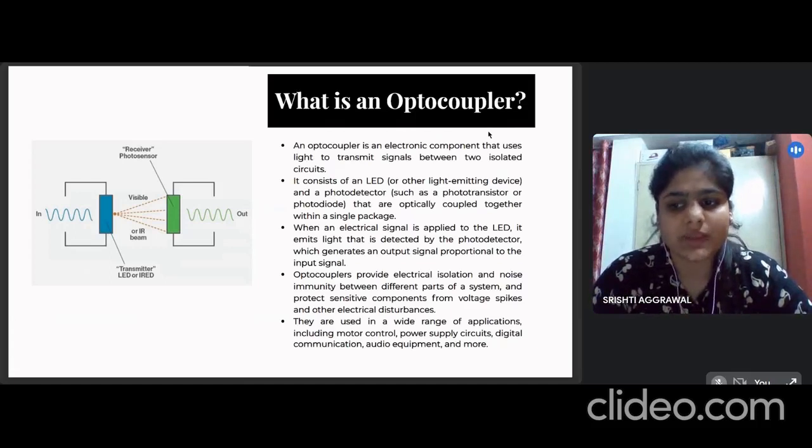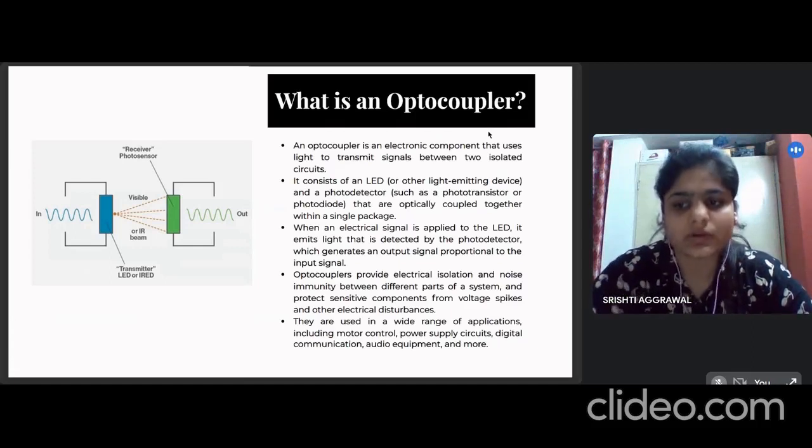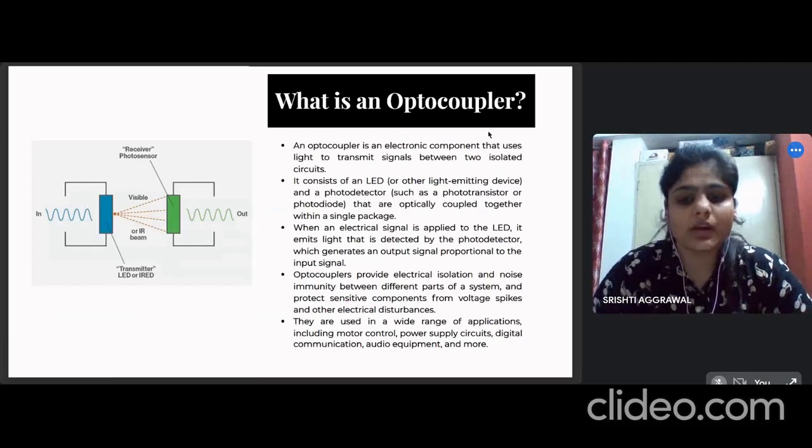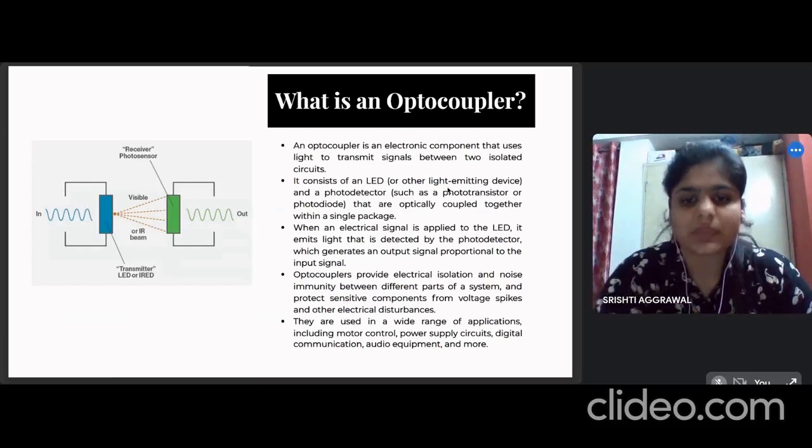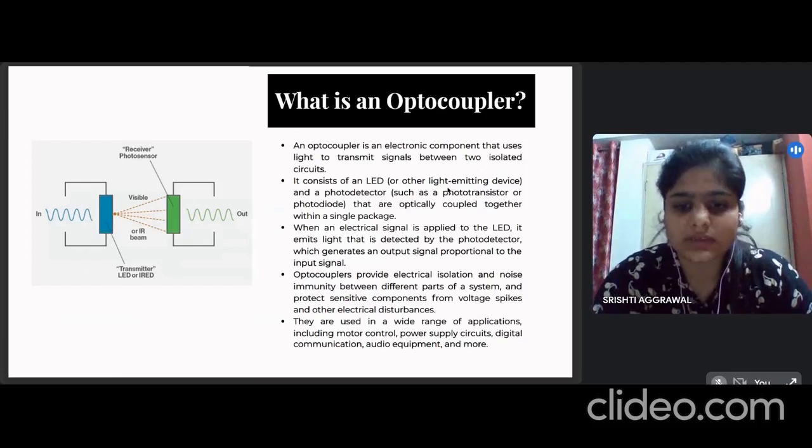It consists of an LED or other light emitting devices and a photodetector such as phototransistor or a photodiode that are optically coupled together within a single package. When an electrical signal is applied to the LED, it emits light that is detected by the photodetector, which generates an output signal proportional to the input signal.